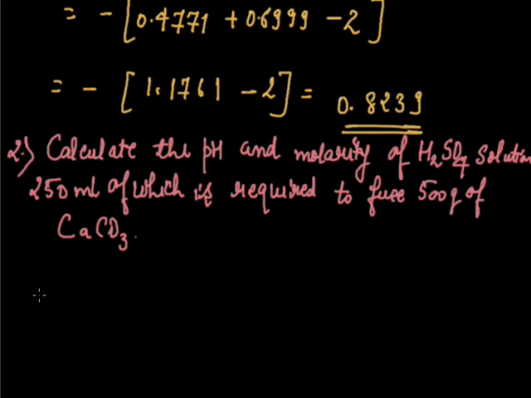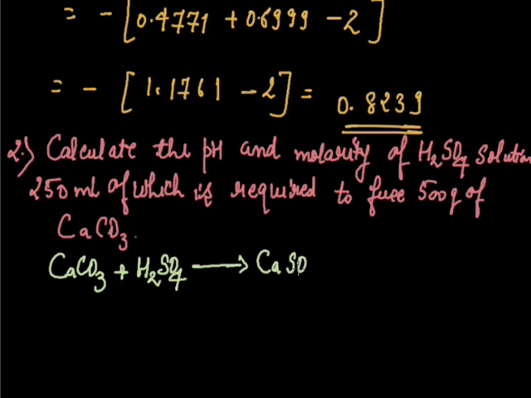So, in this question, first we will derive the reaction between CaCO3 and H2SO4. So, what will be the reaction? That is, CaCO3 when reacts with H2SO4, it forms CaSO4 plus CO2. Now, the data is given for the CaCO3 and H2SO4.